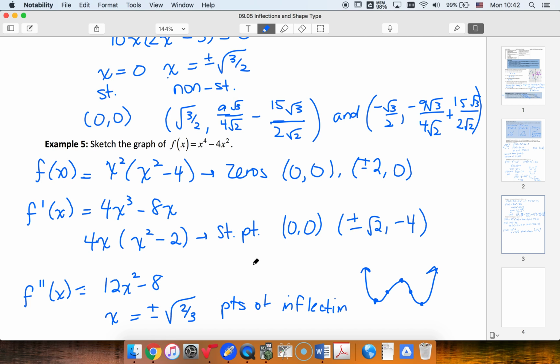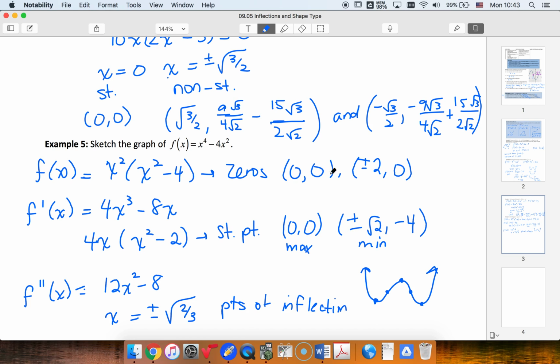I could also go back and say, well, at 0, when I plug in 0 to this, I have a negative. That tells me concave down. So this point must be my max. And then if I plug in root 2, it is going to give me a positive value, which will give me concave up, which tells me that these points are my mins. So I could use my second derivative or what I know about the graph.